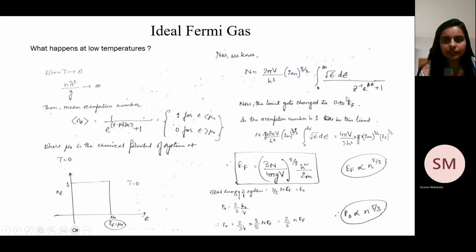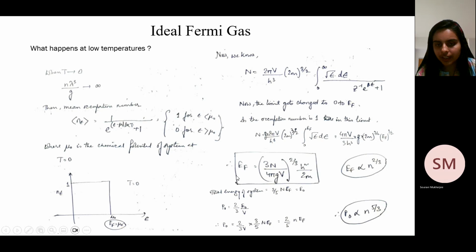So now if you look at the integral for the number of particles, you can change the limit from 0 to the Fermi energy. This is called the Fermi energy. The Fermi energy is the maximum energy up to which your mean occupation number is non-zero and equal to 1 at T equal to 0, and gradually it changes. That means E_F is equal to mu naught, which is the chemical potential of the system at T equal to 0, and that sets a limit to your integral.